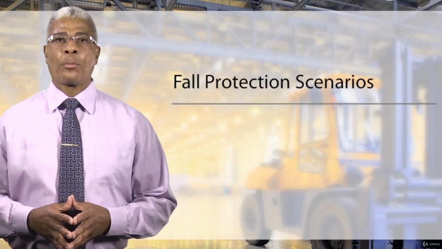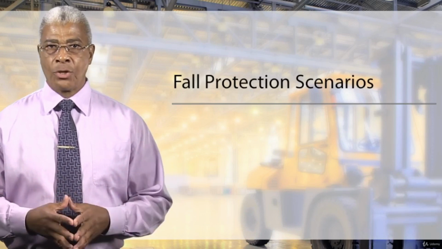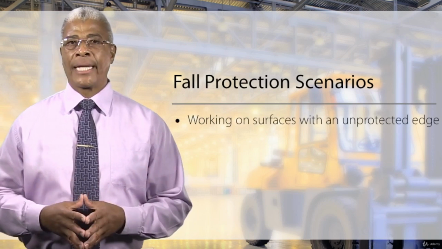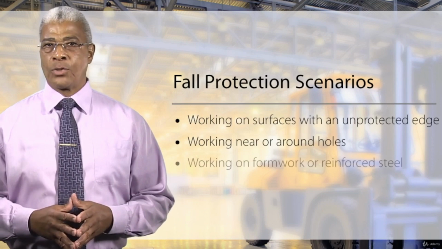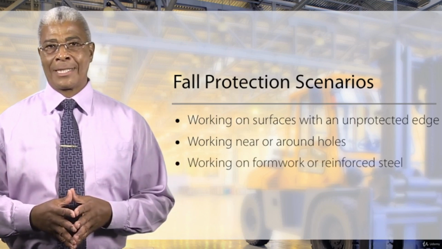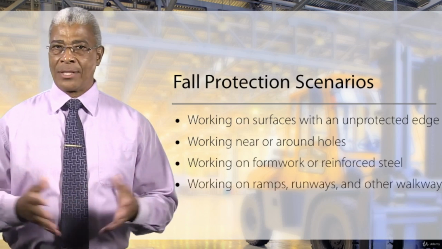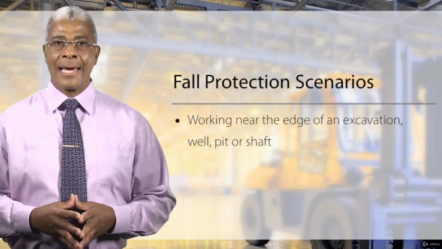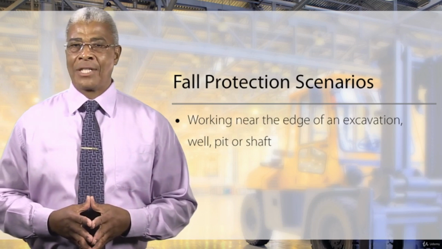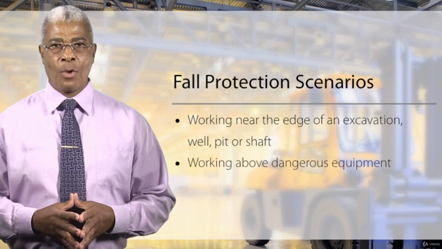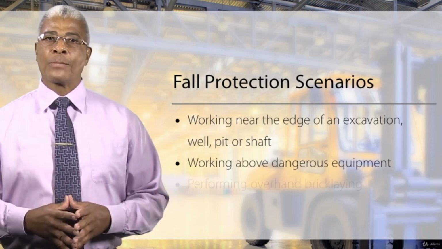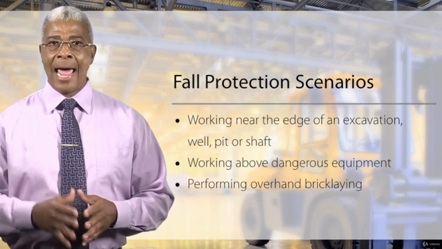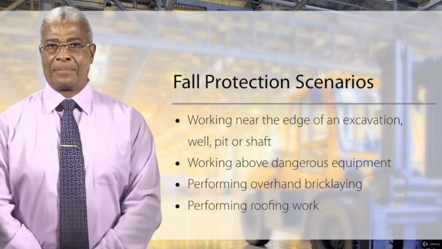More specifically, fall protection must be provided whenever an employee is on a walking or working surface that has an unprotected edge, whenever an employee may fall through a hole in a walking or working surface, anytime an employee is working on the face of formwork or reinforcing steel, when employees are on ramps, runways, and other walkways, when employees are working at the edge of an excavation, well, pit, or shaft, anytime employees are working above dangerous equipment, even for employees working less than 6 feet over dangerous equipment, when an employee is performing overhand bricklaying and related work, and when an employee is performing roofing work.